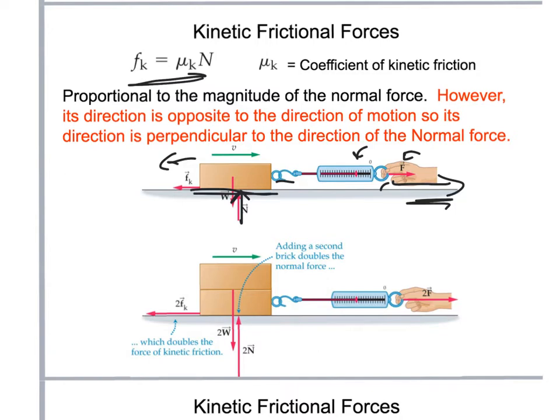So we see here, adding a second brick doubles the normal force, which doubles the force of kinetic friction. The more mass you have, the harder it is to get it to move, or the harder it is to slow it down. So you're going to double your friction there when you double your mass, because it's going to take more effort to slow the object down, or get it moving.